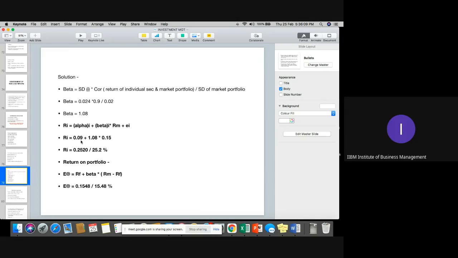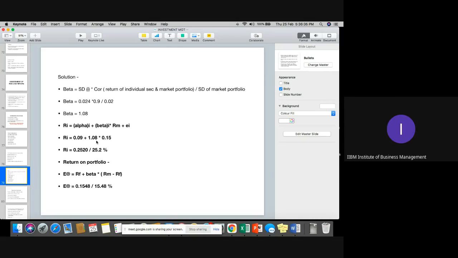Alpha is basically the risk-free return, that is 9%. But considering the beta, higher the risk, higher the return, so it will give you a return of around 25.2% when the beta is 1.08. Clear?